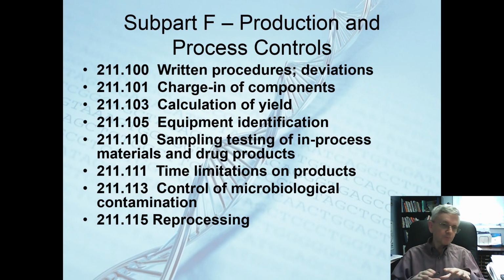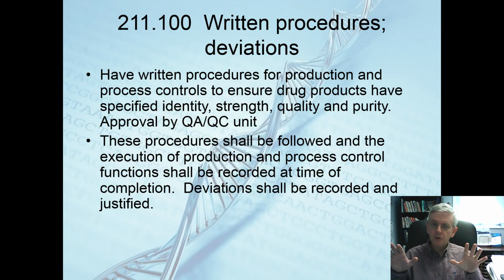Subpart F talks about production and process controls. This is a pretty good section here. 211.100 talks about written procedures and deviations. You shall have written procedures for production and process controls to make sure that what you make, again, look at the wording here, it's the same as we saw before: the identity, strength, quality, purity of the product is ensured. It has to be approved by the QA/QC unit. I put that in there, the quality assurance unit, to make sure that you were aware that they are part of the quality unit.